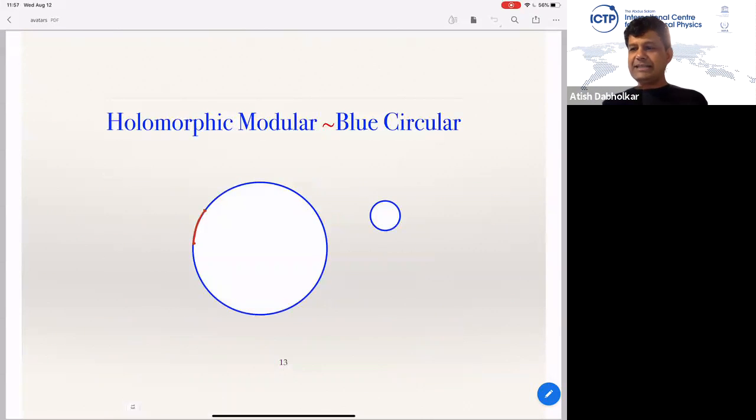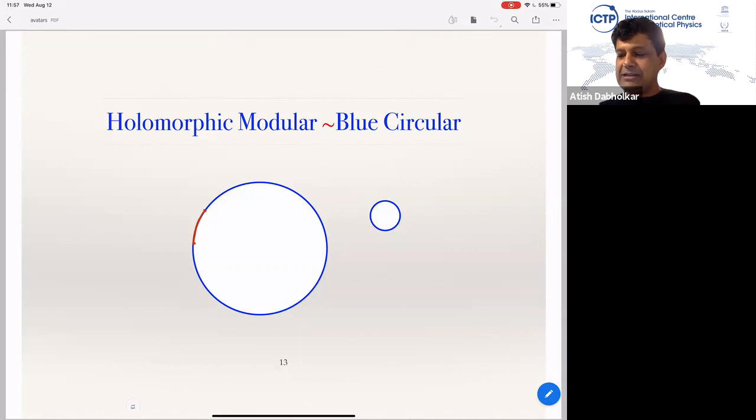So just to summarize, I think it's a good analogy. A holomorphic modular form is a bit like a blue circular figure. So look at the figure on the left-hand side. It is circular, but it is not blue anymore. You should think of it as f hat. f hat is circular, which is, it's modular, but it's not holomorphic. So it's like a non-blue circular figure. It's a non-holomorphic modular form.